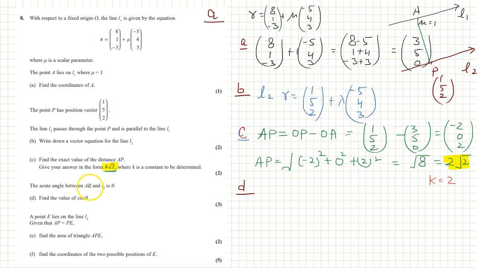Now part D. The acute angle between AP and L2 is theta. Let's assume this line is roughly like this. Anyway, this is theta. Find the value of cos theta.